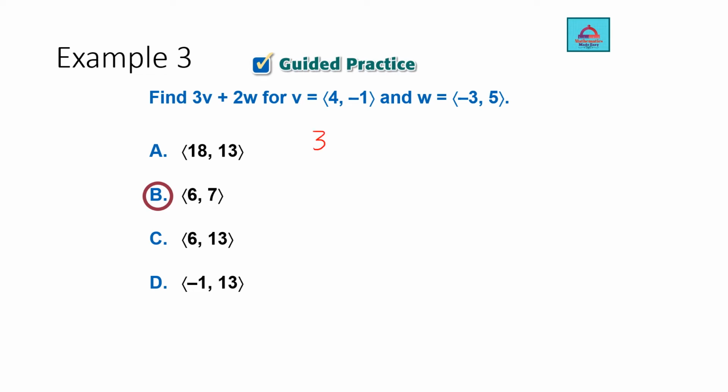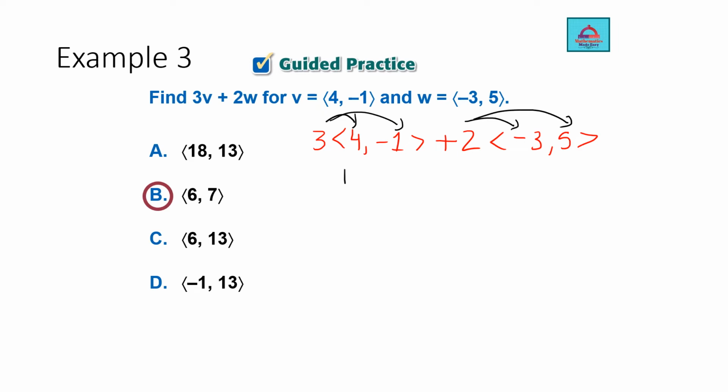So 3 times V means, let's substitute, this is V, plus 2 times W means this is this. When we do scalar multiplication, we obviously do the distributive. That's why these arrows. So 3 multiplied with 4 would give you 12. 3 multiplied with minus 1 would give you minus 3. Then 2 multiplied with negative 3 would give you negative 6 and 10.